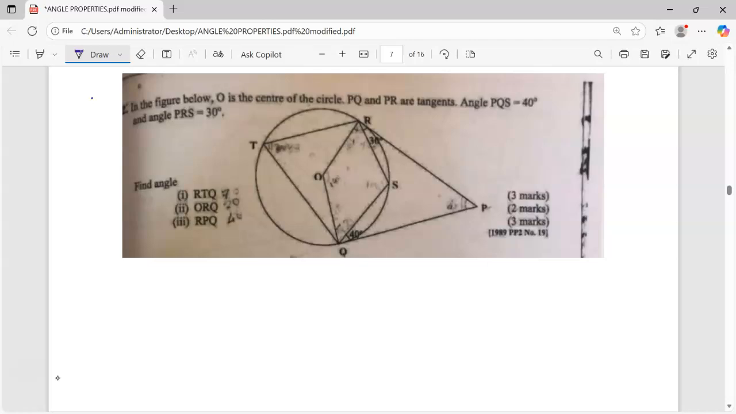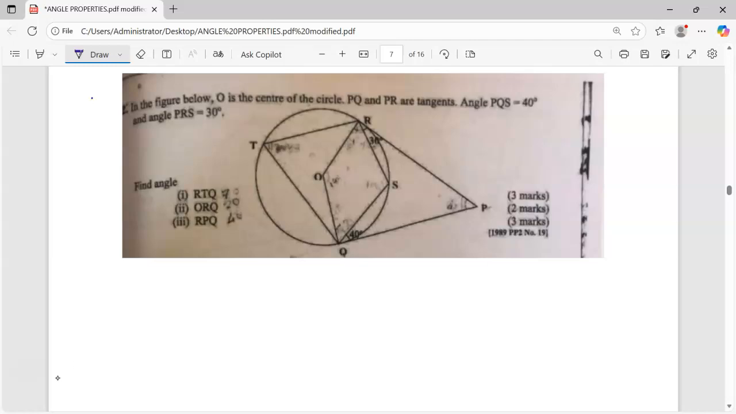We are presenting a question that was done in K.C.S.E 1989 paper 2 question number 19, a question on angle properties of a circle. The question reads: in the figure below, O is the center of the circle, PQ and PR are tangents, angle PQS is 40 degrees, and angle PRS is 30 degrees.